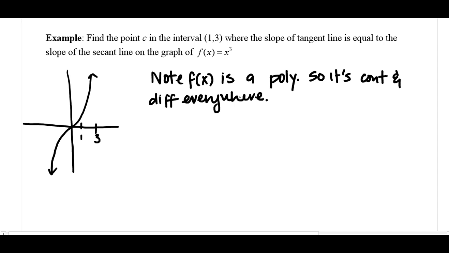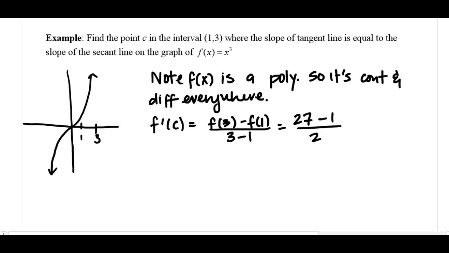Alright, so now we're going to need to find f prime of C such that f of 3 minus f of 1, over 3 minus 1, equals f prime of C. So f of 3, 3 cubed is 27. 1 cubed is 1, over 2. So we get 26 divided by 2, or 13. Ultimately, we need to set the derivative equal to 13 and solve for that value.